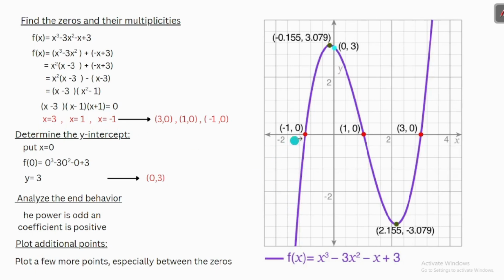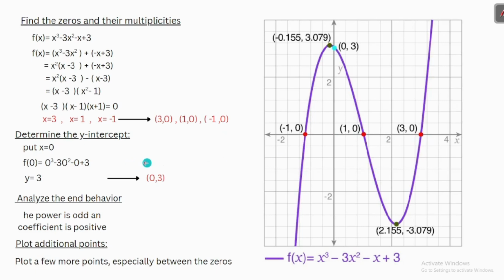What is the meaning of the zeros? They are the intercepts of the graph with the x-axis. These points lie on the x-axis. Since they lie on the x-axis, y will be 0 for each number. So these points are 3 and 0, 1 and 0, negative 1 and 0. These are the three points here.